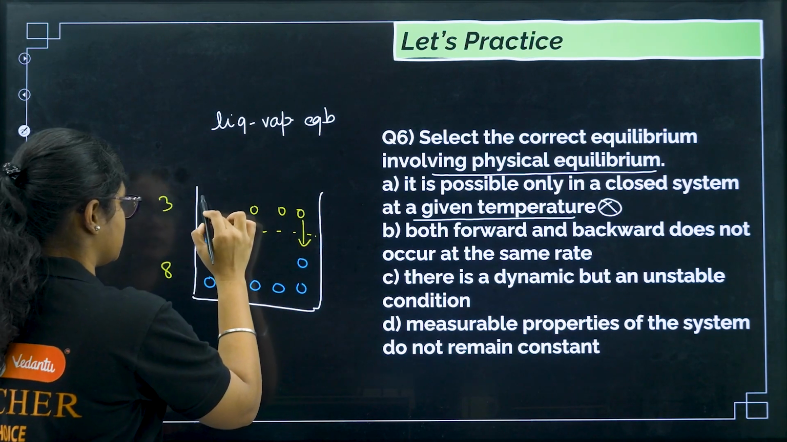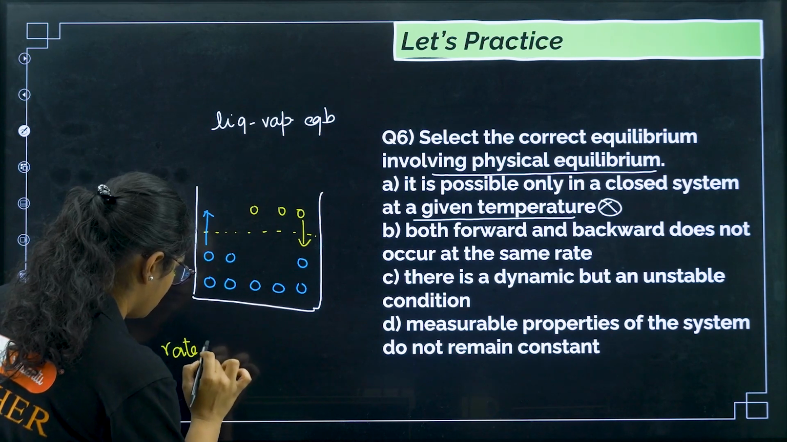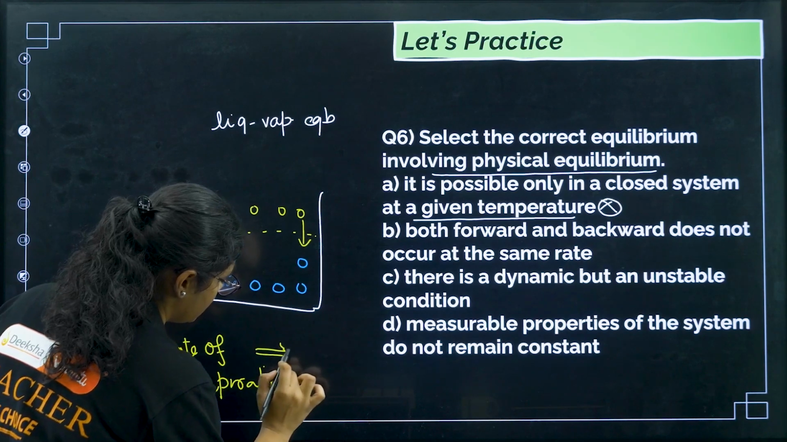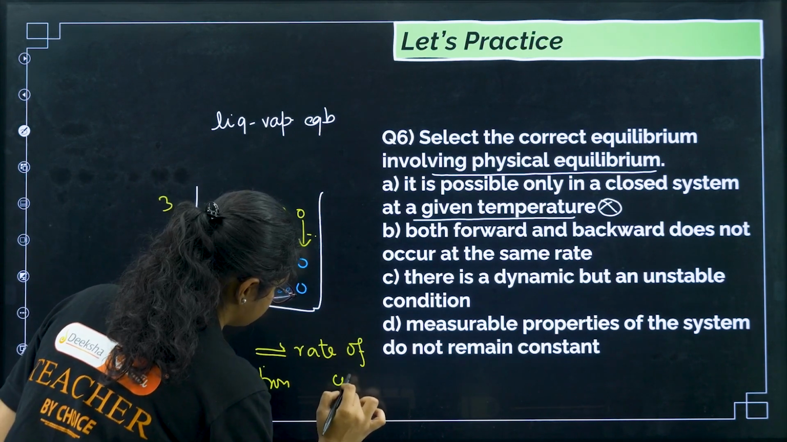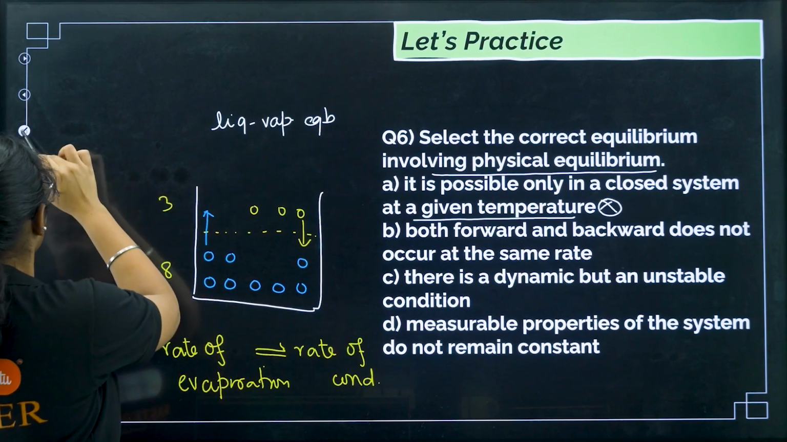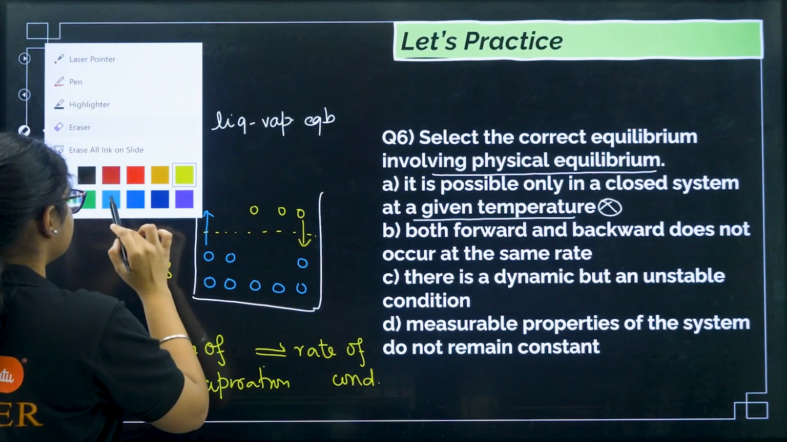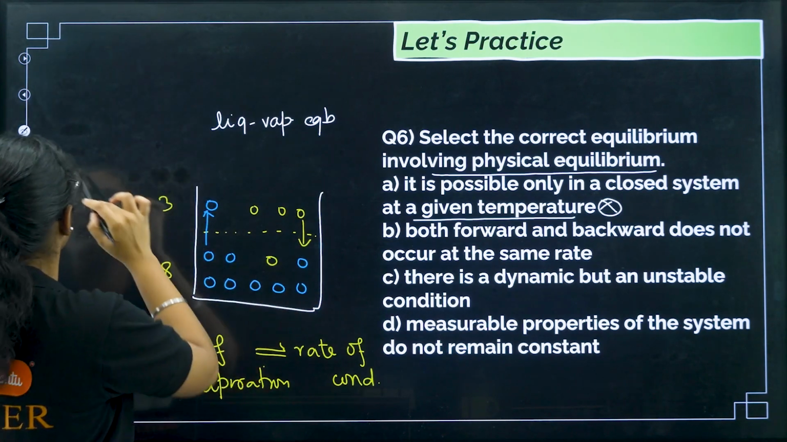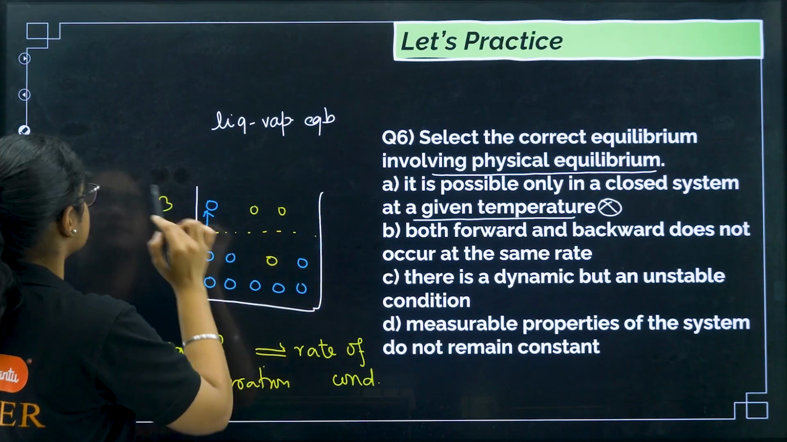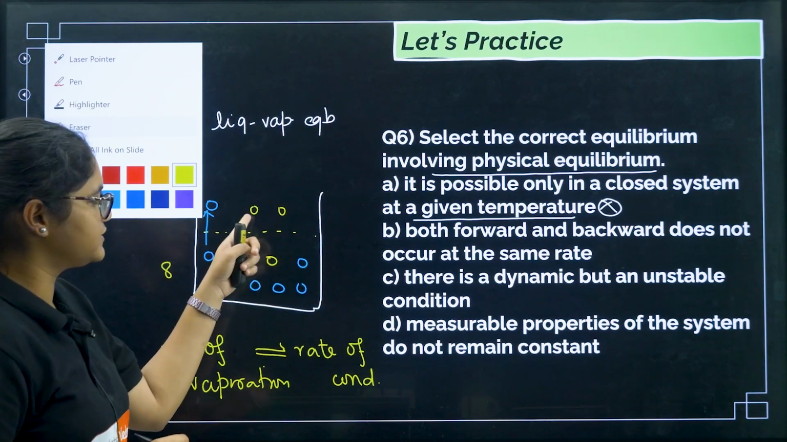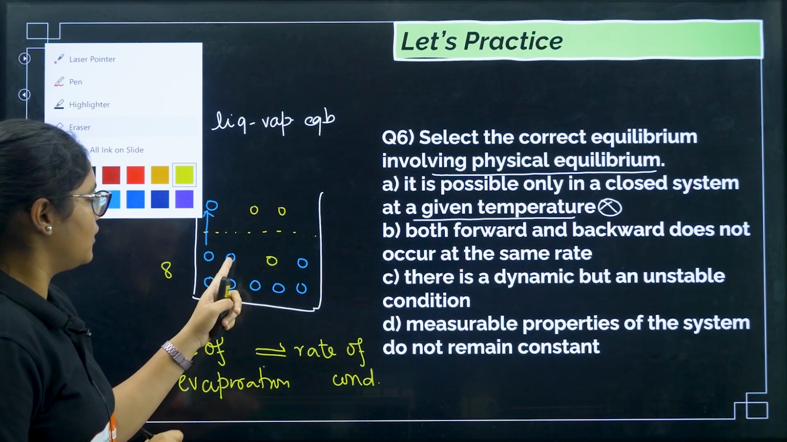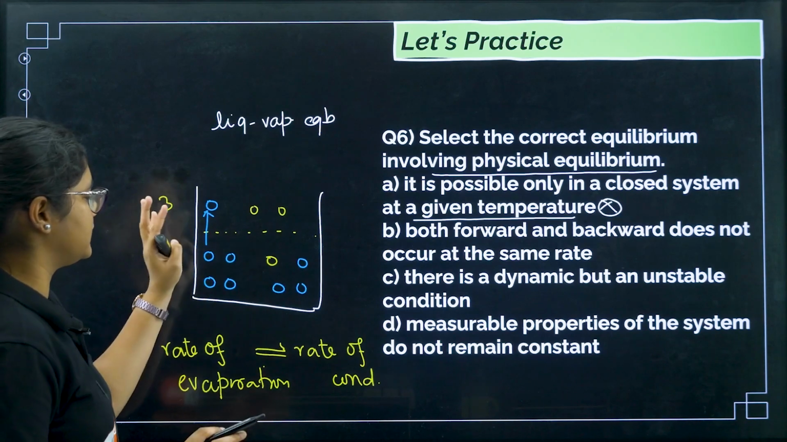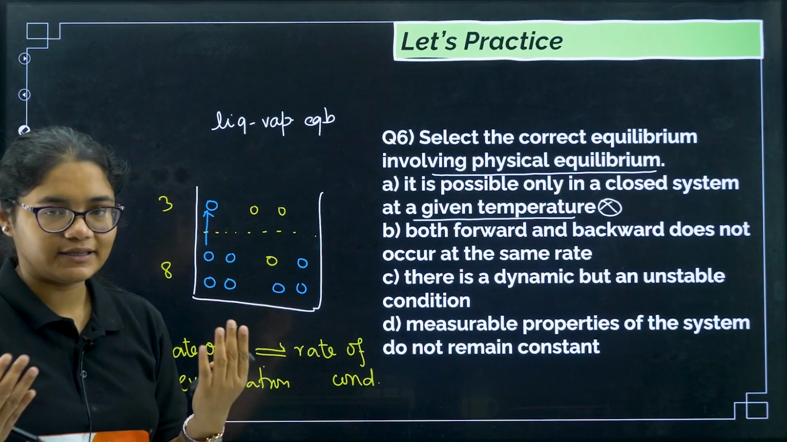Means what? Here the rate of evaporation should be equal to the rate of condensation. Now suppose this molecule went to the vapor phase, so that means this molecule went to the vapor phase and this molecule will come back to the liquid phase. So now you can see again we have 3 molecules in the vapor phase and 8 molecules in the liquid, 1, 2, 3, 4, 5, 6, 7, 8, 9. So again we have the same number of molecules in the vapor phase as well, right? So that is called equilibrium is attained.